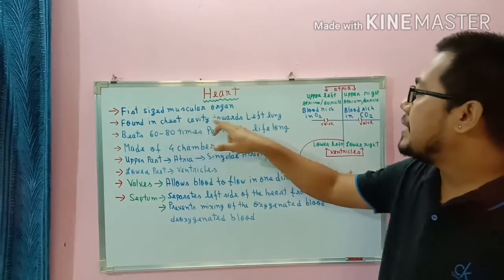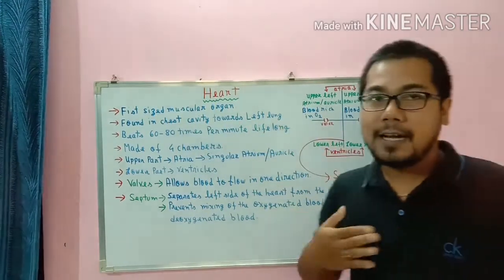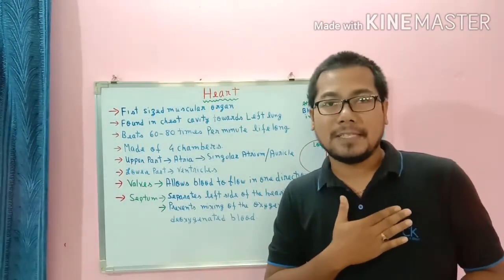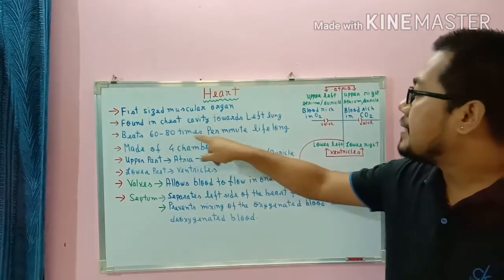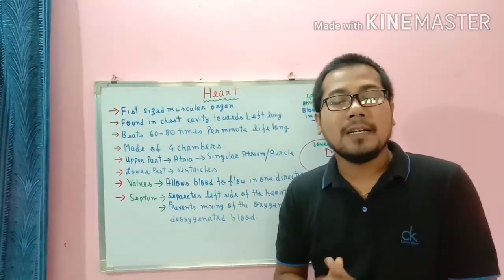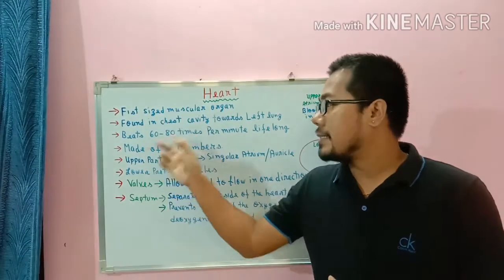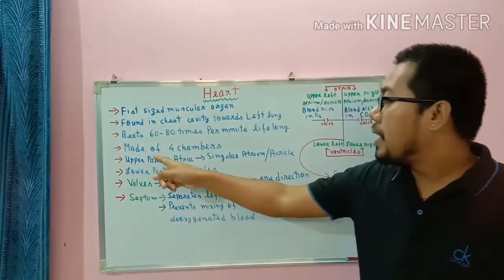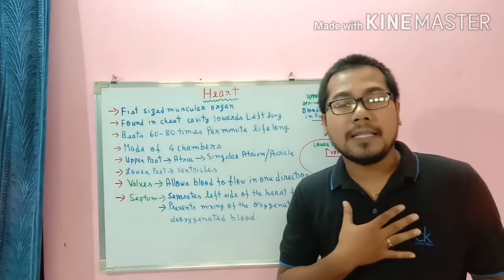It is found in the chest cavity, towards the left lung. It beats 60 to 80 times per minute lifelong. Till our last breath, the heart beats 60 to 80 times per minute. It is made of 4 chambers. So in our heart there are 4 chambers.